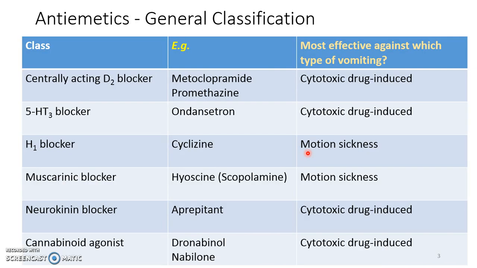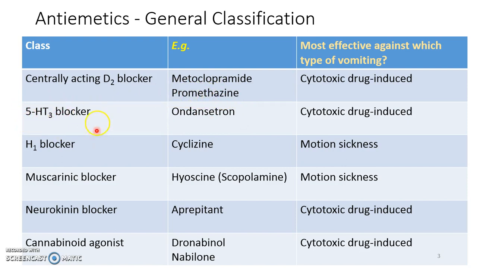So we are going to talk about antiemetics, drugs that are used to reduce or prevent vomiting, used to treat vomiting. So these are the general classification of antiemetics. We have the centrally acting dopamine 2 blocker, such as metoclopramide and promethazine.